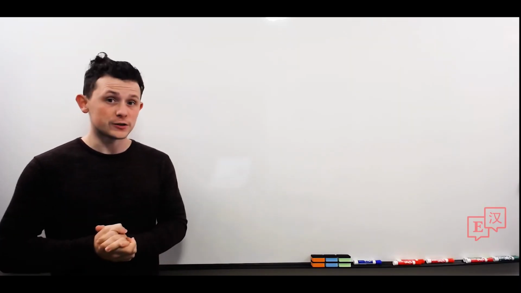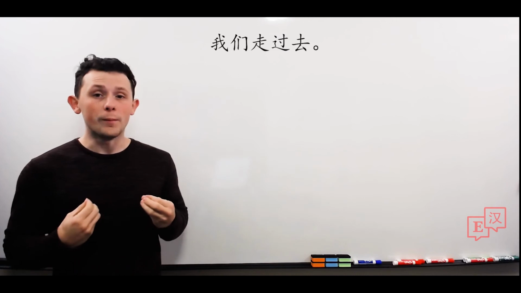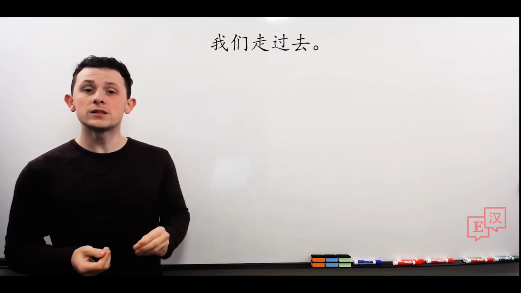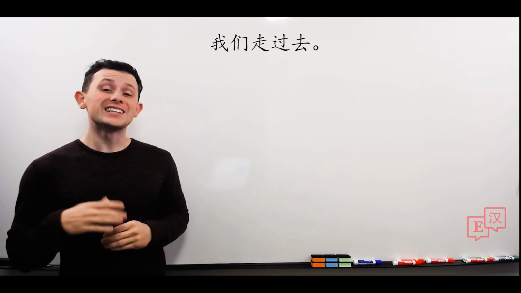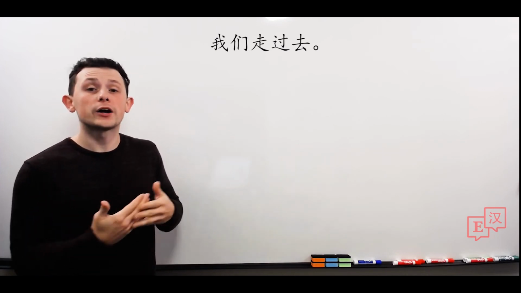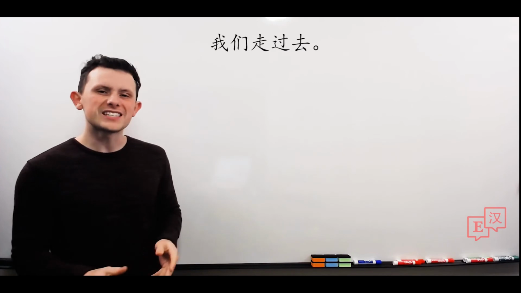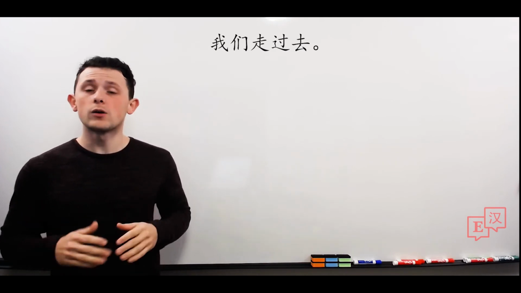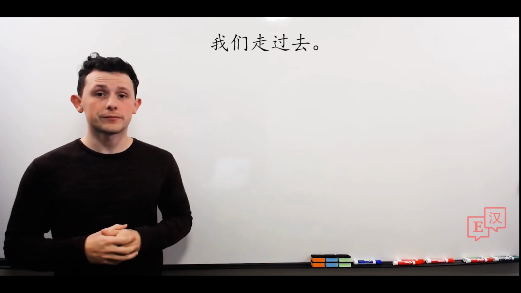So our first sentence for today is 我们走过去. 我们走过去. Literally, we walk over, go. This is how we'll say, like, we're going to walk there. Somebody says, come to my house. 我们走过去. We will walk there.